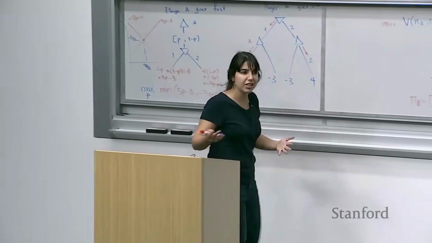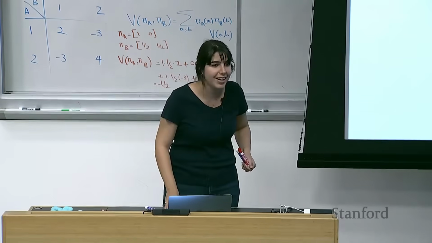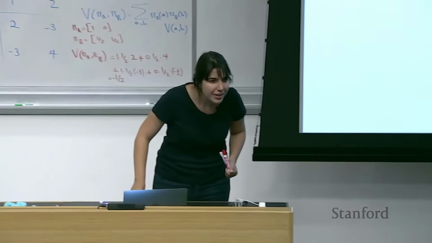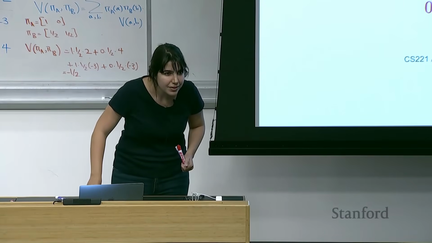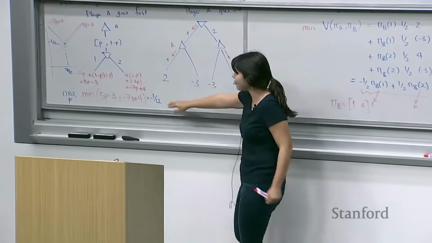Any clarification questions? I see a lot of lost faces. So by having this policy, they can still be losing. Yeah, and the interesting point is exactly right. A is still, by the way, losing.